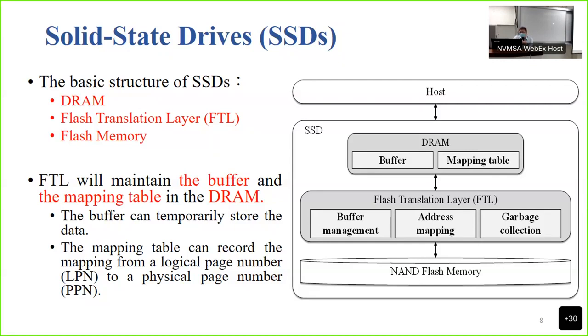So we have buffer management, and it also handles address mapping, so the FTL must handle the mapping table. And as I mentioned, because you have to recycle the invalid pages, the FTL has to trigger garbage collection to recycle them. So here is the basic structure of SSD: we have a DRAM, a buffer and a mapping table. In the paper, we focus on the buffer and mapping table to handle the subpage write problem.